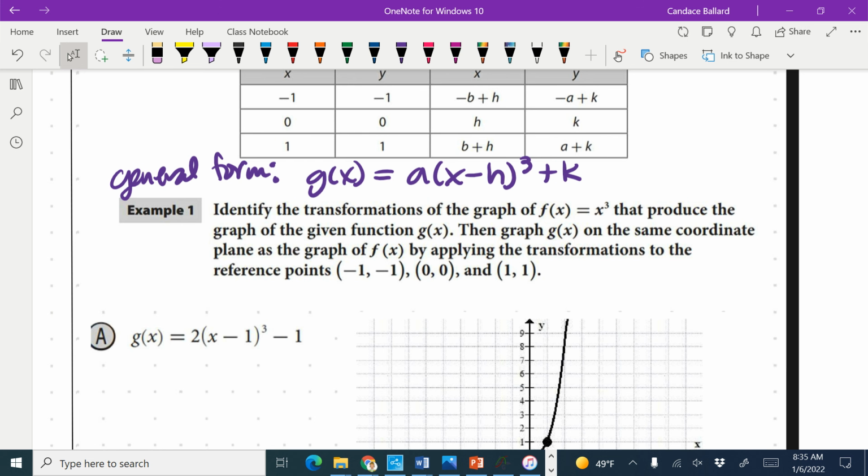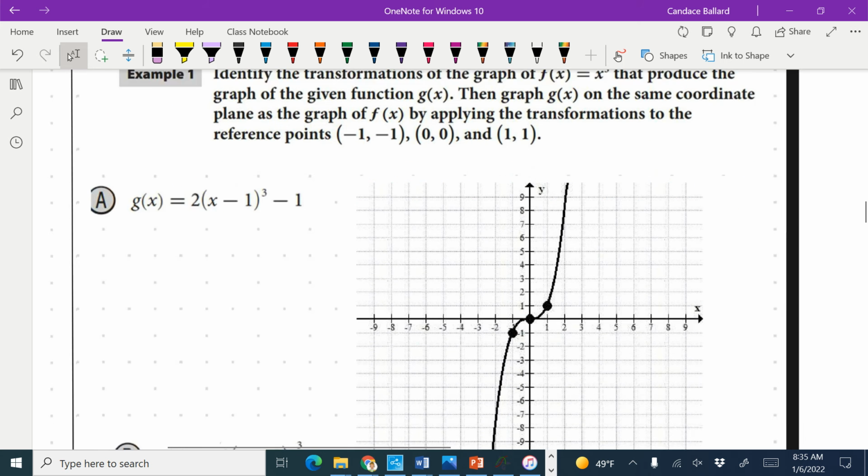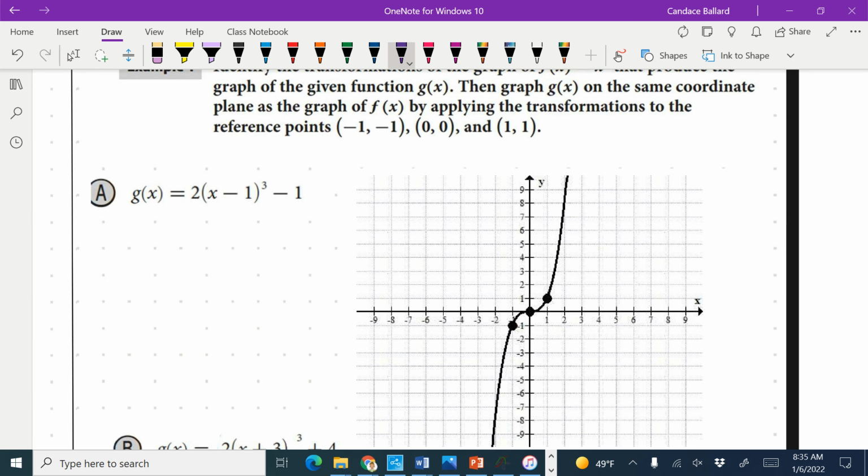Okay. So we're going to kind of do two things here. We're going to identify the transformations of the graph that produce the given graph of the function. So we're going to try to figure out what happened. And then we're going to actually try to move the graph as well, graph it. Okay, so I gave you the x cubed graph so we can kind of see how it shifts.